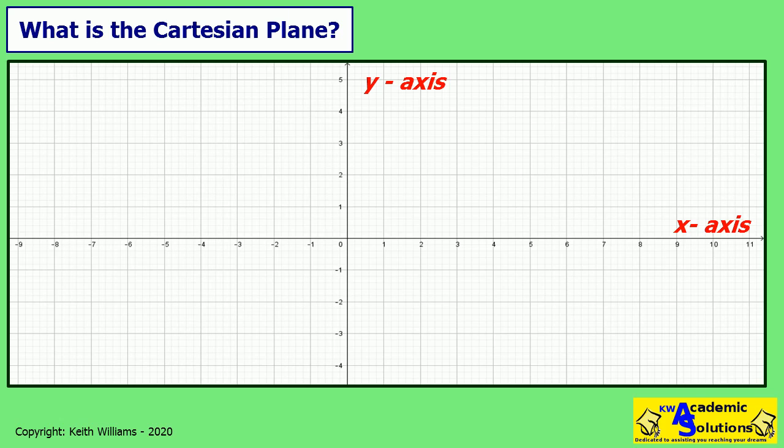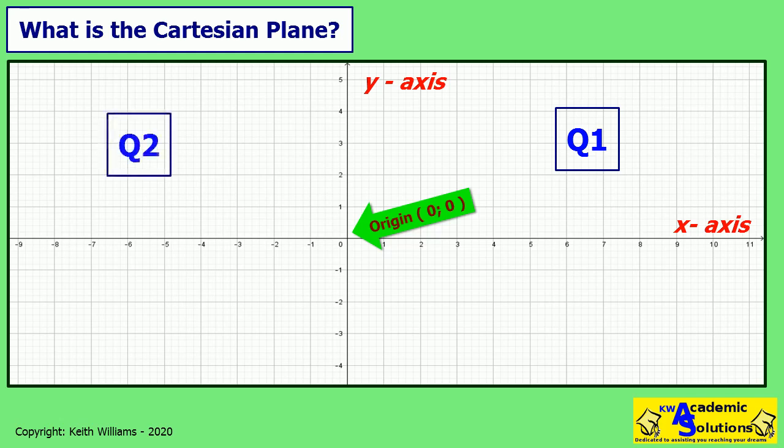These axes meet or intersect each other at the center of the plane. This center is also called the origin. This divides the plane into four quadrants: quadrant 1, quadrant 2, quadrant 3, and quadrant 4.